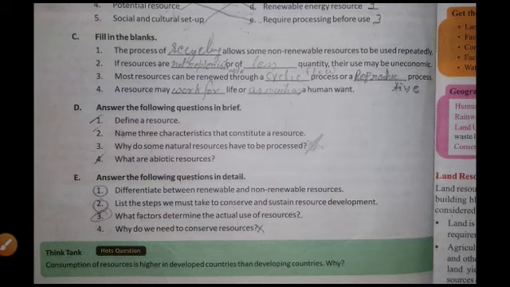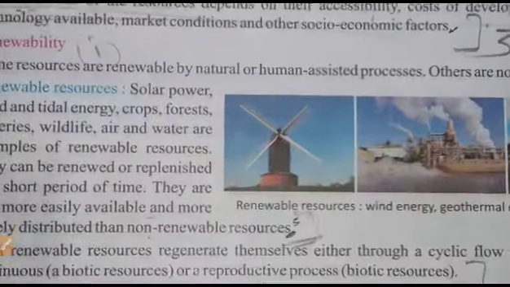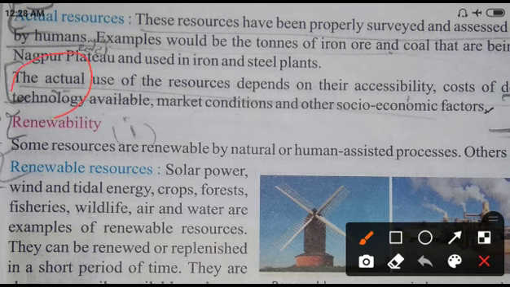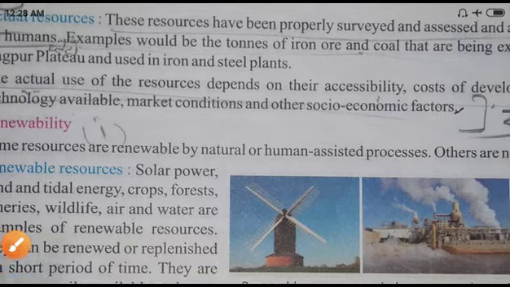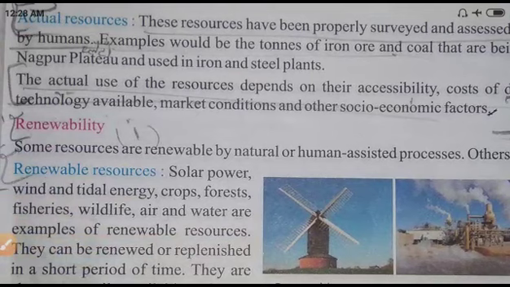Question number three: what factors determine the actual use of resources? And the answer of this section you can see in your book here. The actual use of the resource depends on their accessibility, cost of development and utilization, technology available, market conditions, and other socio-economic factors.